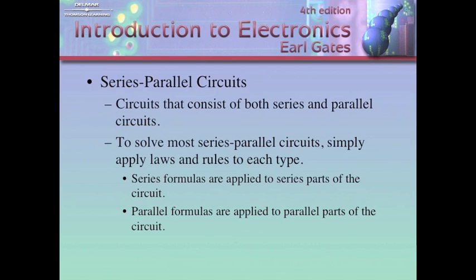In series parallel circuits, or as I call them, complex circuits, these are circuits that consist of both series and parallel elements. To solve most series parallel circuits, we simply apply laws and rules to each type. Series formulas are applied to series portions of the circuit, and parallel formulas are applied to the parallel parts of the circuit. There's no special process. You have to be able to discern whether a circuit is series or parallel by looking at it. There's no easy way of doing it. You use the series formulas for the series portion and the parallel for the parallel portion.